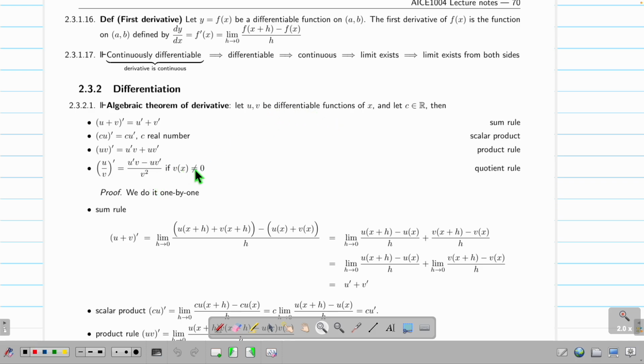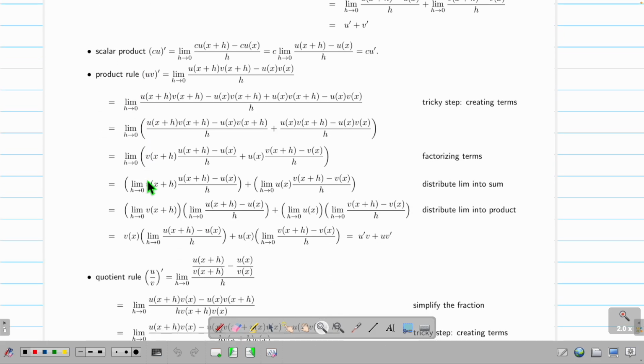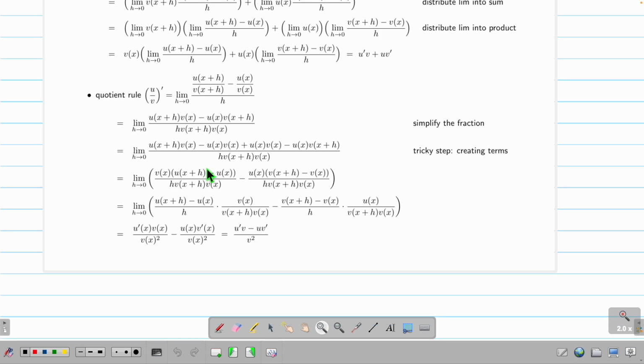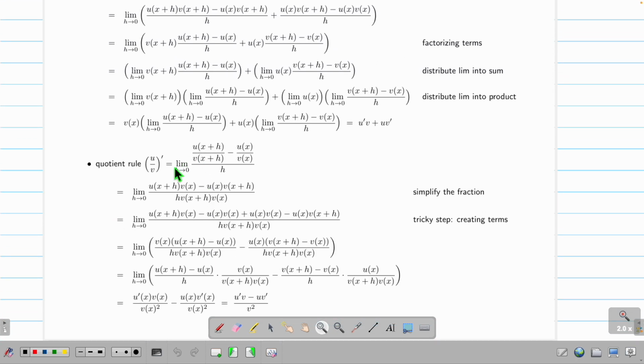The reason why v cannot be 0 is just because we are doing division. Okay? So these are the proofs, and some of them are very, very long. You don't need to read all of them. It's just understanding, okay? And these are the h version. And then you can do the a version, and then you can do the q version. Or you can do the epsilon delta, which is even longer.